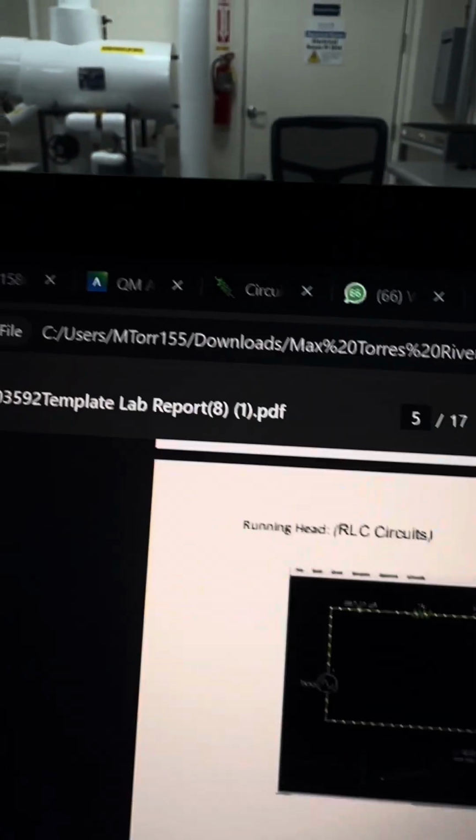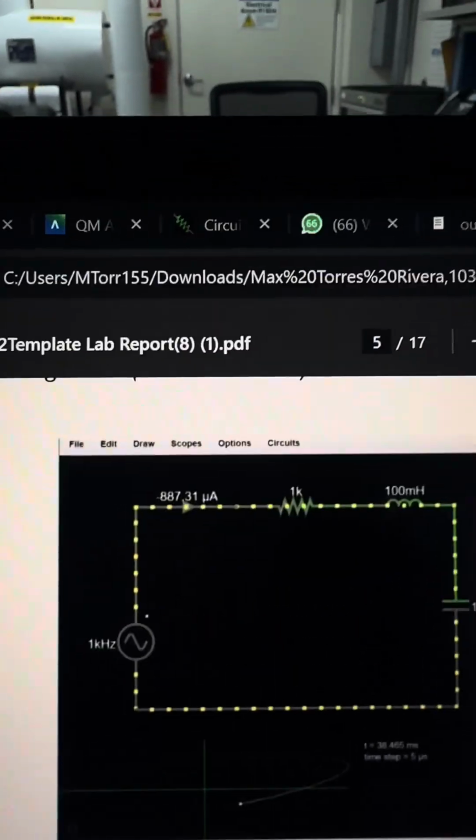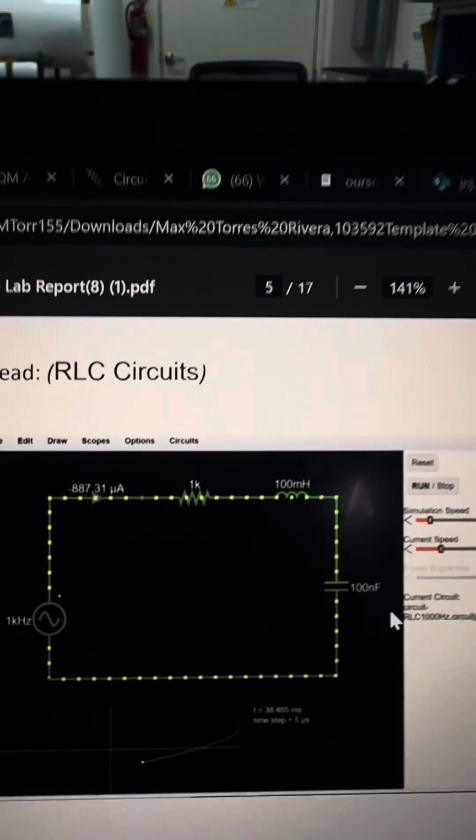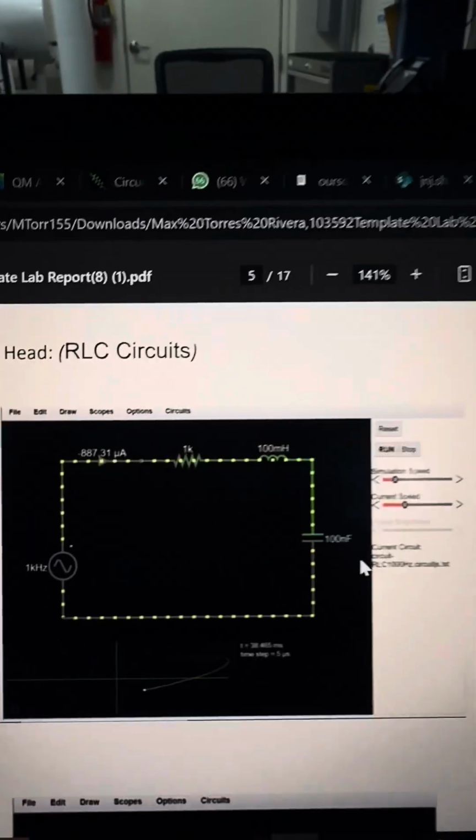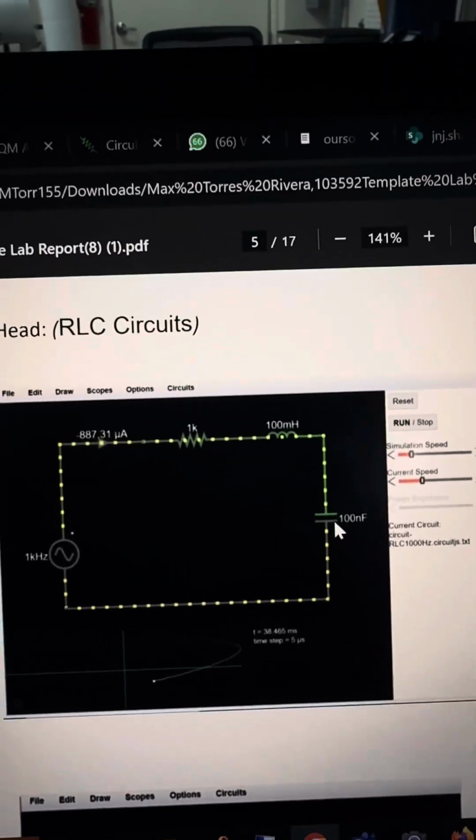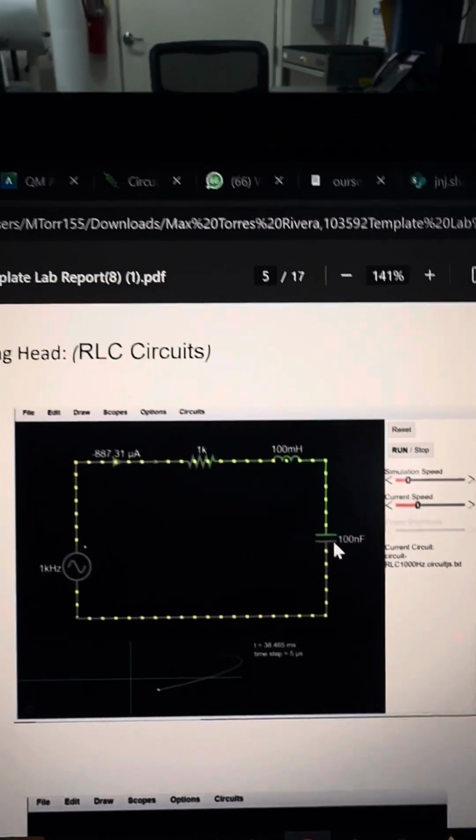In the second part, we're going to need the application known as FalStad. This application will let you create diagrams and simulate them and see how they react.